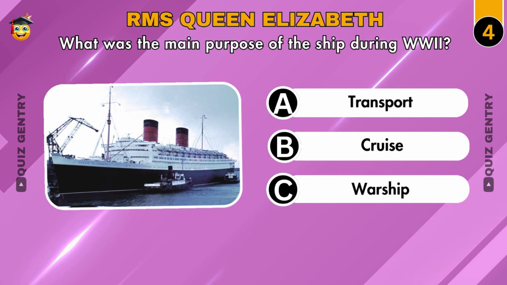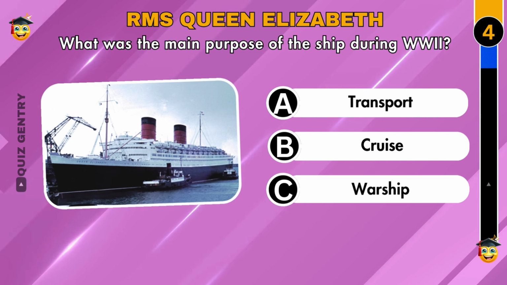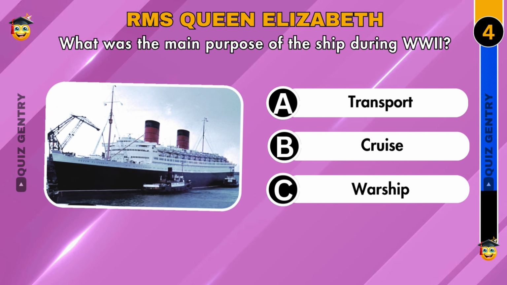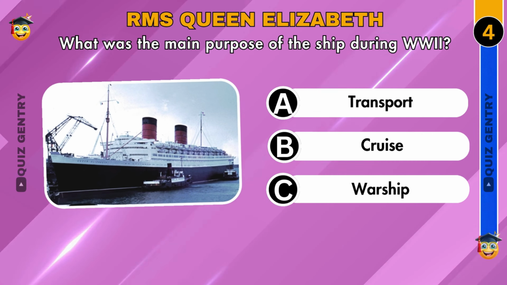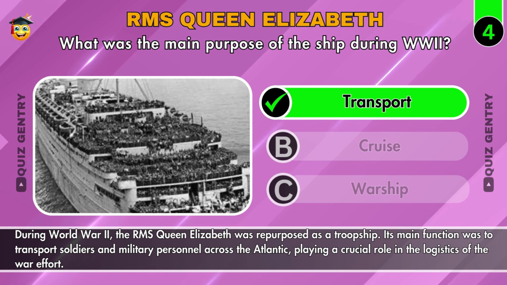What was the main purpose of the ship during World War II? Transport, cruise, or warship? Yes, it was transport. During World War II, the RMS Queen Elizabeth was repurposed as a troop ship. Its main function was to transport soldiers and military personnel across the Atlantic, playing a crucial role in the logistics of the war effort.